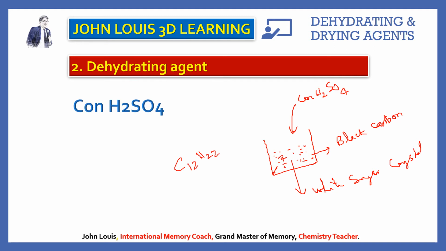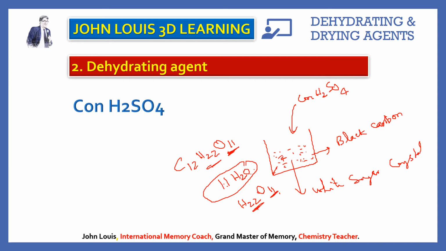What is the formula of sugar? C12H22O11. When you add concentrated sulfuric acid, in sugar what is there? Hydrogen is there and oxygen is also there. So here 11 water molecules are absorbed by the sulfuric acid. 11 water molecules, because what is H22O11? All together, 11 into 2, 22, and 11 into 1, 11. H22O11 is nothing but 11 molecules of water.